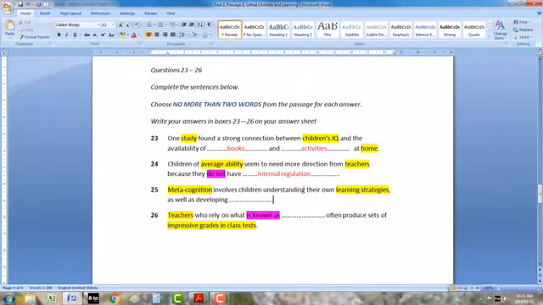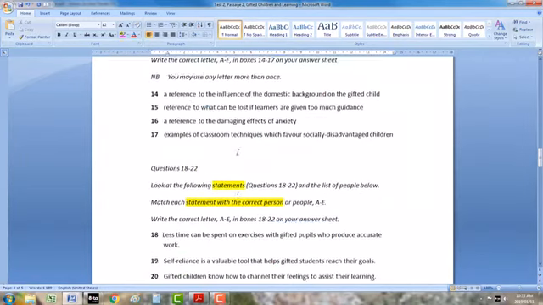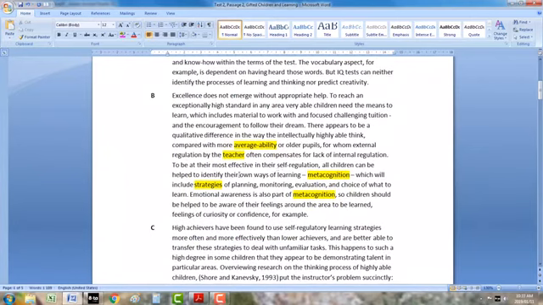Metacognition involves children understanding their own learning strategies, that might be important, as well as developing something. Understanding their own learning as well as, I think this is important, as well as developing something. So here's metacognition, which will include their own strategies of planning, monitoring, evaluation, and choice of what to learn. But there's your answer there.